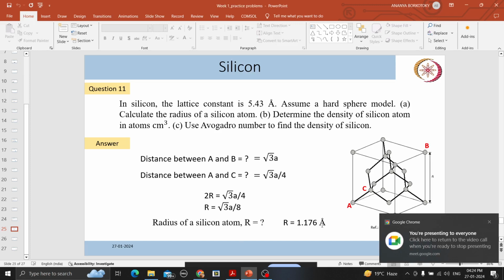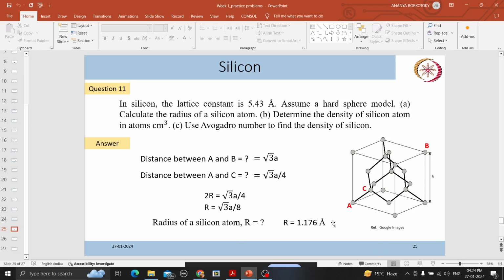r equal to 1.176 angstrom. Will the density be 1825.46 gram per centimeter cube and the concentration be 4.99 into 10 to the power 28 per centimeter cube? So, how did you calculate? I don't think that is the correct answer.